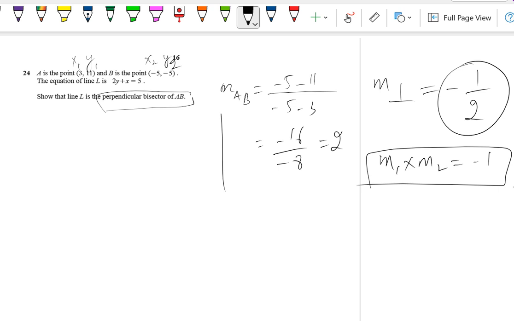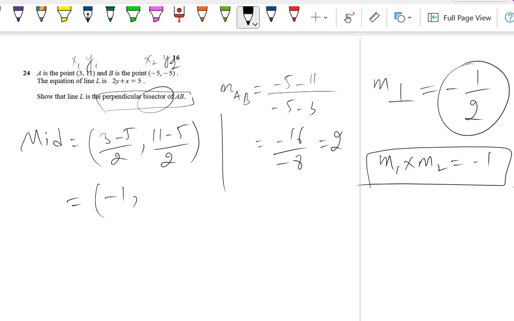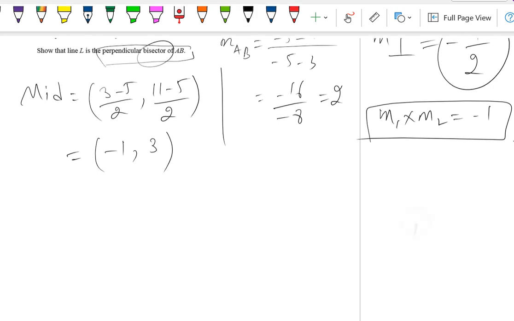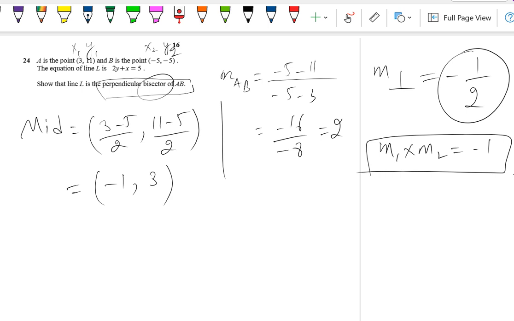Now the midpoint, because it says a bisector, it will always go from the center. This should be your midpoint. To find the mid, x1 plus x2 over 2, y1 plus y2 over 2. It would be minus 1 and 3. Now I think we have everything.